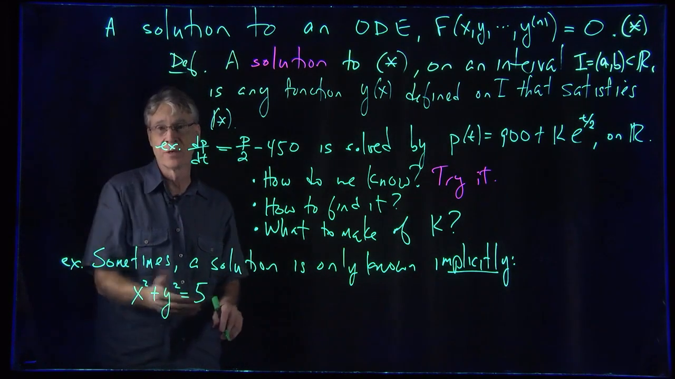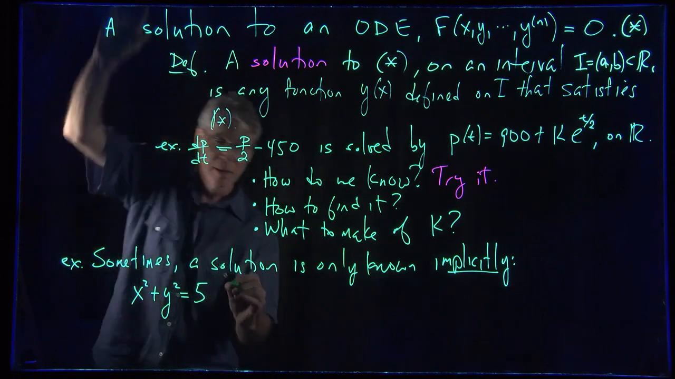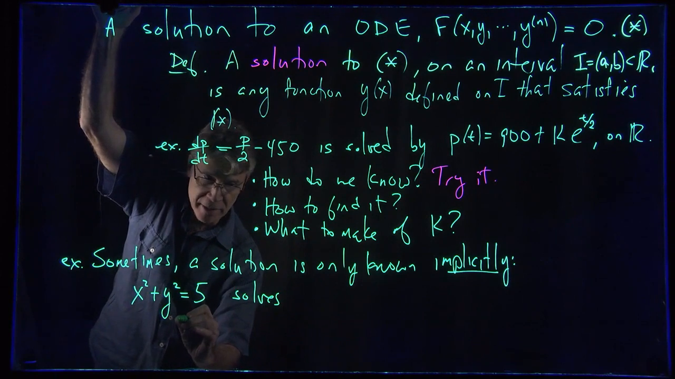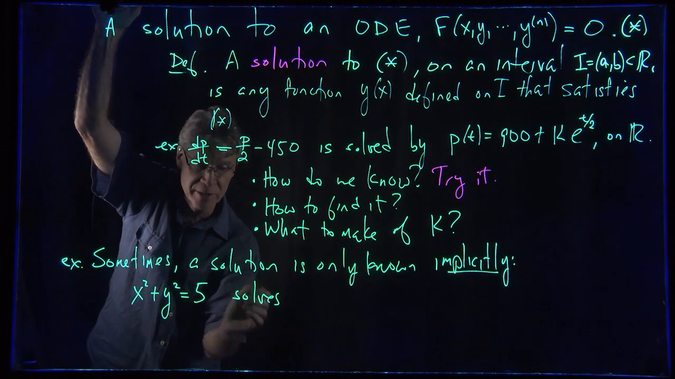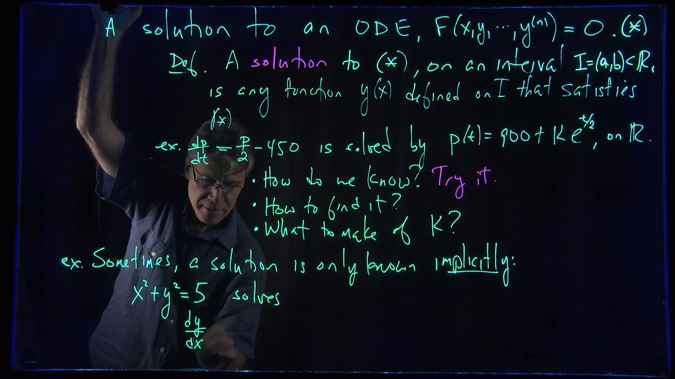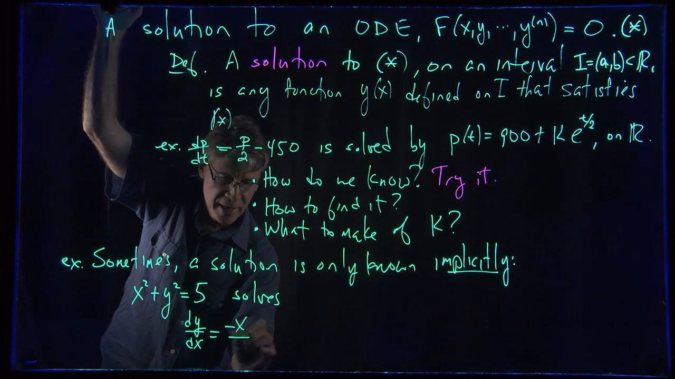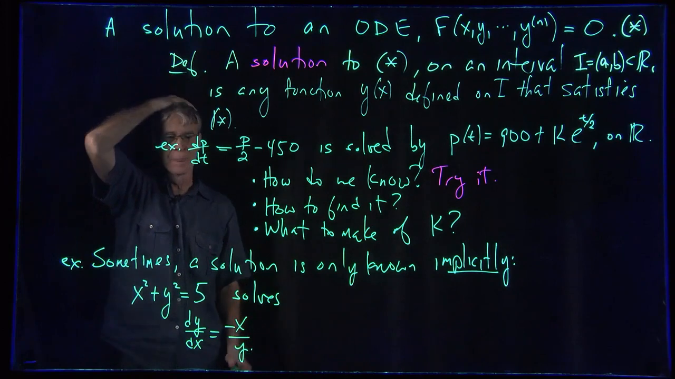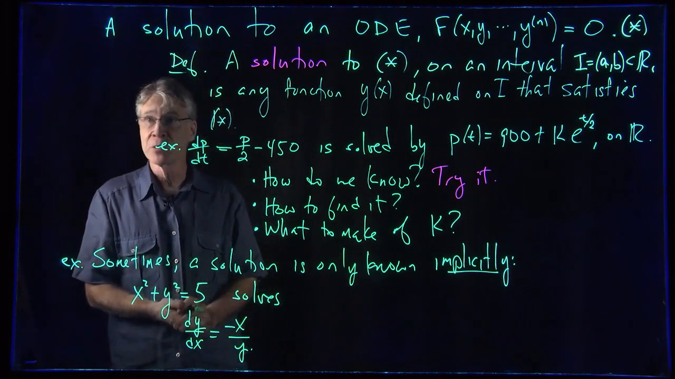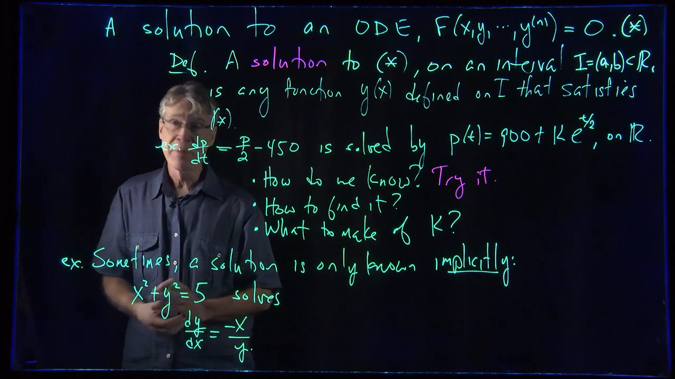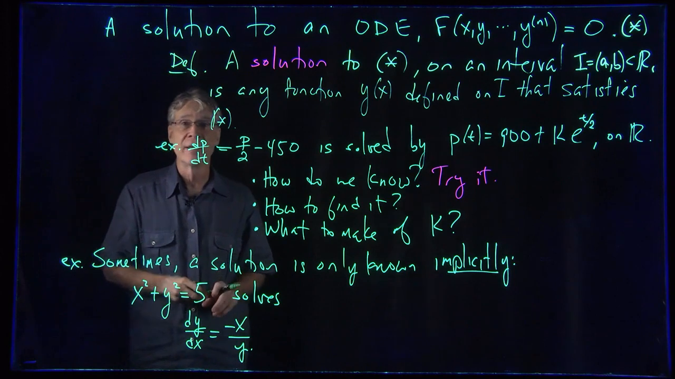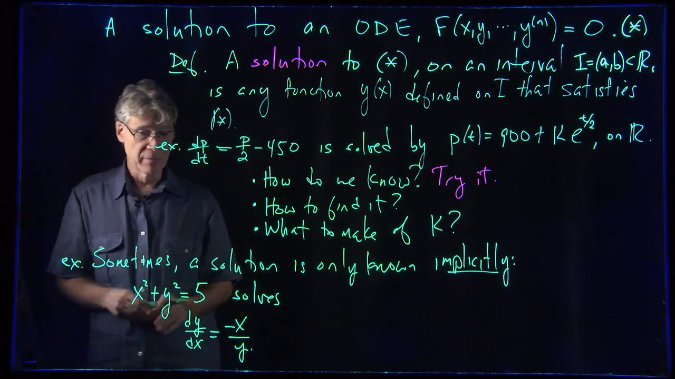Okay, that's just an equation, basically. But that equation solves the differential equation dy/dx equals minus x over y. Perfectly nice differential equation, right? It's a first order differential equation. y is the dependent variable. Turns out this is not linear. We'll talk about that in another video, but it has a bit of structure to it.